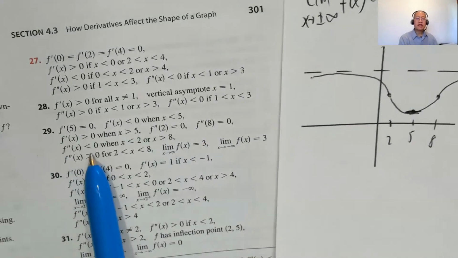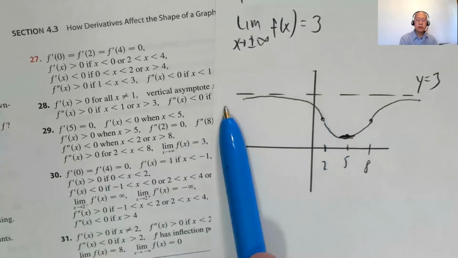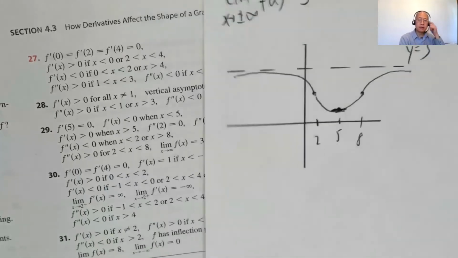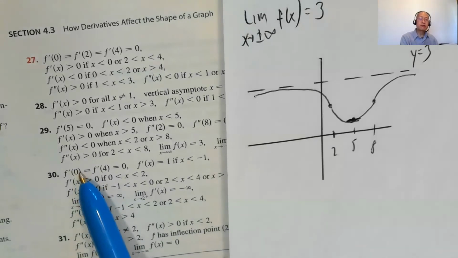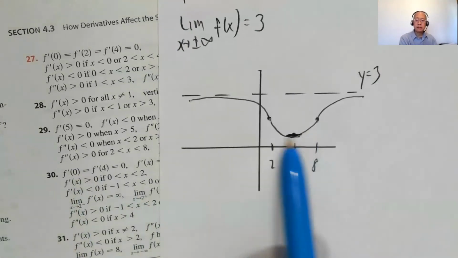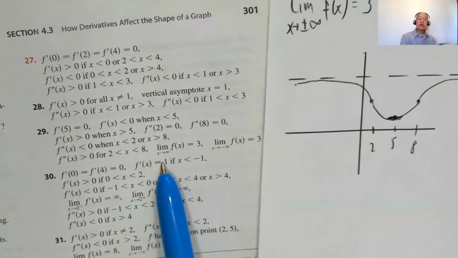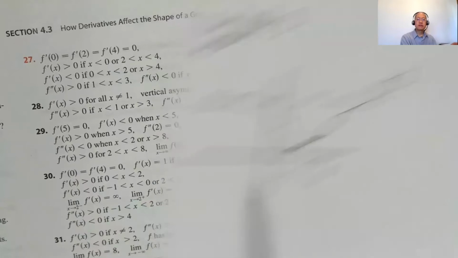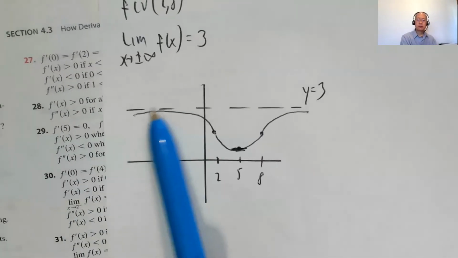Double prime less than 0, concave down for x less than 2 or greater than 8. Concave up, second derivative greater than 0, between 2 and 8. U shape. And the limit as x approaches infinity or negative infinity of the function is 3. So I go way out to the right and to the left, we approach y equals 3. So here's the graph.